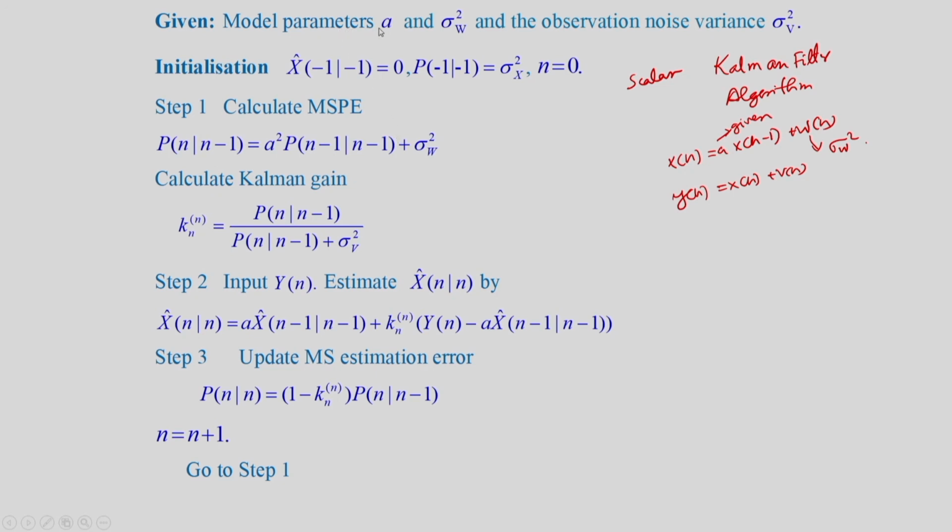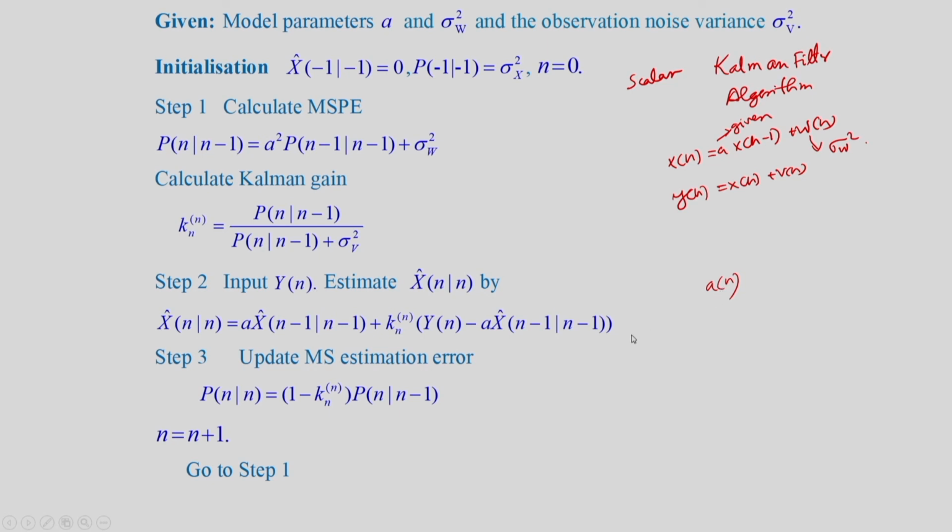Here we have taken constant A, but to tackle non-stationarity we can take A as a function of n. In that case, a n will also be an input to the algorithm at this stage. So, along with y n we have to give the value of a n also.